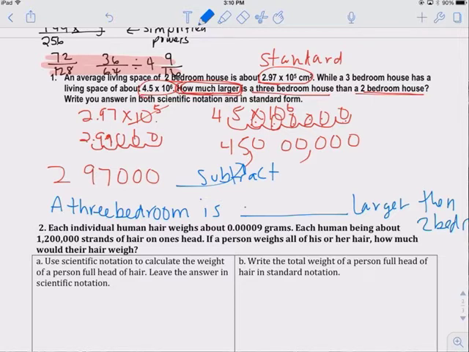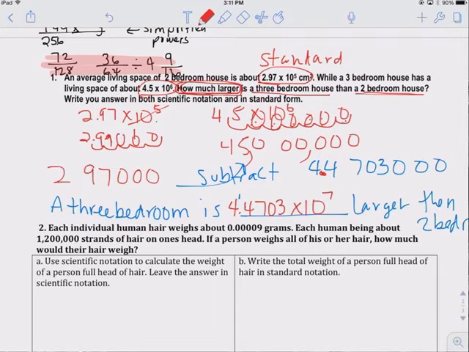1, 2, 3, 4, 5, 6. 44,703 and then 3 zeros after that. 4, 4, 703, 0, 0, 0. Okay, make that scientific notation. Where would we put the decimal? Between the first two fours, right? So 4.4703 times 10 to the what power?